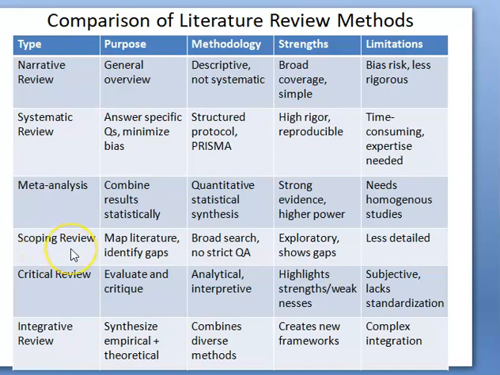Then we have the scoping review, which tries to map the literature, identify the gaps in the literature and tries to define the scope of a particular area. Then it is not restricted to a particular research question and it is exploratory in nature. Then we have the critical review, which tries to evaluate the gaps critically or tries to reason what is the quality of a particular evidence, or the critique is provided. Then we have the integrative review, which tries to synthesize the empirical with the qualitative or the theoretical aspects.